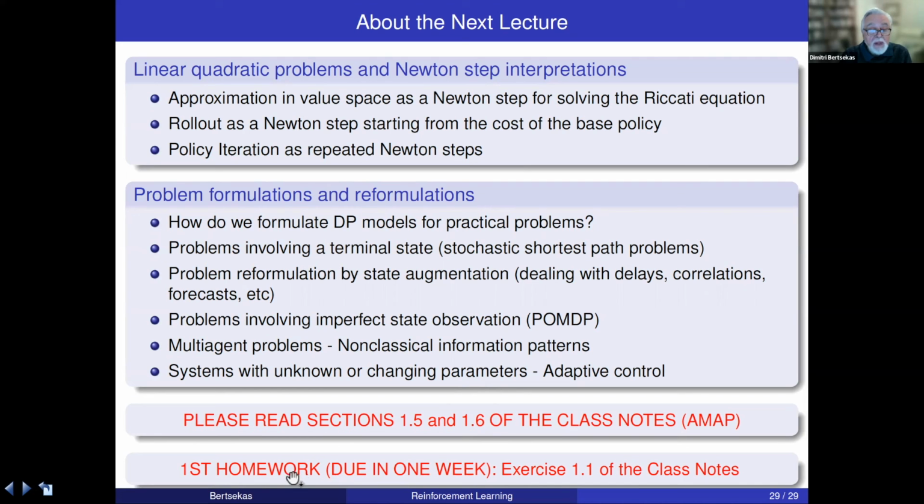There's also a homework that is exercise 1.1 of the class notes. This is a traveling salesman problem that involves 5 cities instead of 4, and you are asked to do the exact dynamic programming computations, as well as the approximate dynamic programming computations using the rollout algorithm. So that's your first homework. It's going to be due one week from now, Wednesday night next week.